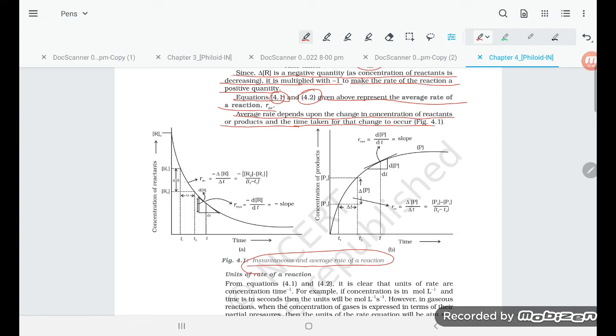So here the concentration of reactant is getting decreased and the concentration of product is getting increased. So the slope is telling the rate. R average is equal to minus delta R by delta T, that is minus (R2 minus R1) upon (T2 minus T1). So this is going to be the slope. Similarly, this slope is giving the rate in terms of product. So rate is equal to delta P upon delta T.